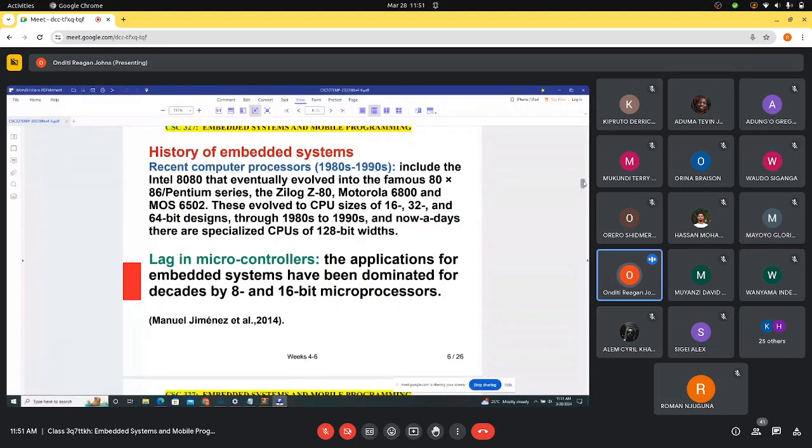So the lag in the microprocessor control: the applications for embedded systems have been dominated for decades by 8 to 16-bit microprocessors. What that means is that most embedded systems are falling behind in terms of the bandwidth or width of the data controls within their center. So it can only work with a max of 16 bits. We still don't have microcontrollers that work up to 64 bits. I know the designs are already there, but currently what dominates embedded systems are microprocessors between 8 bits and 16 bits.